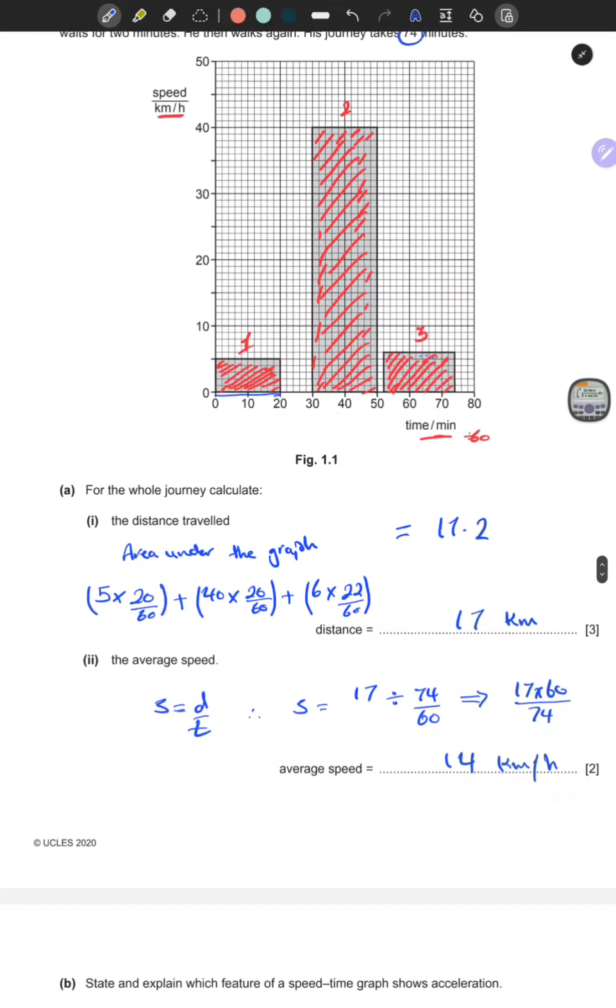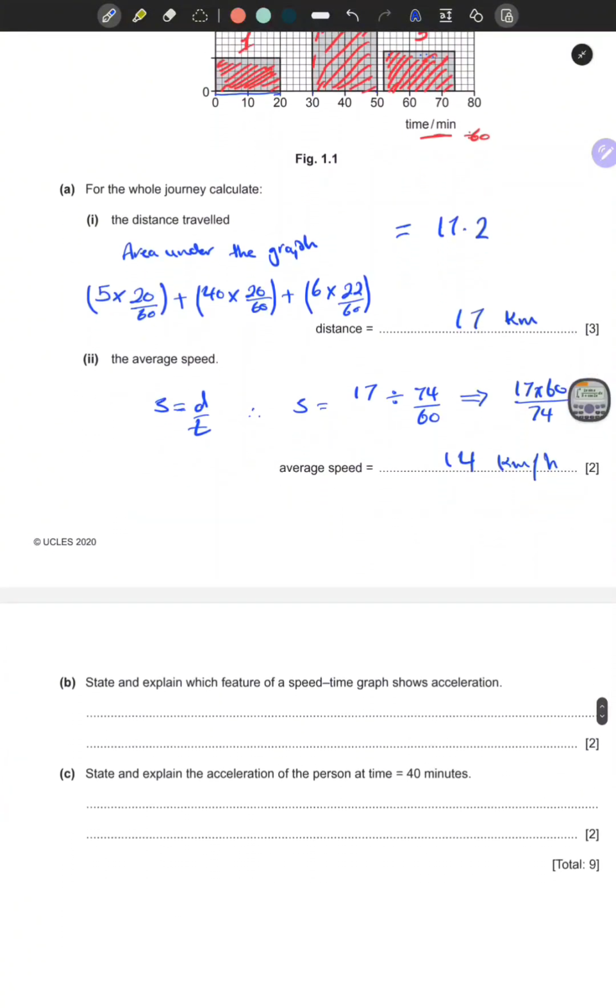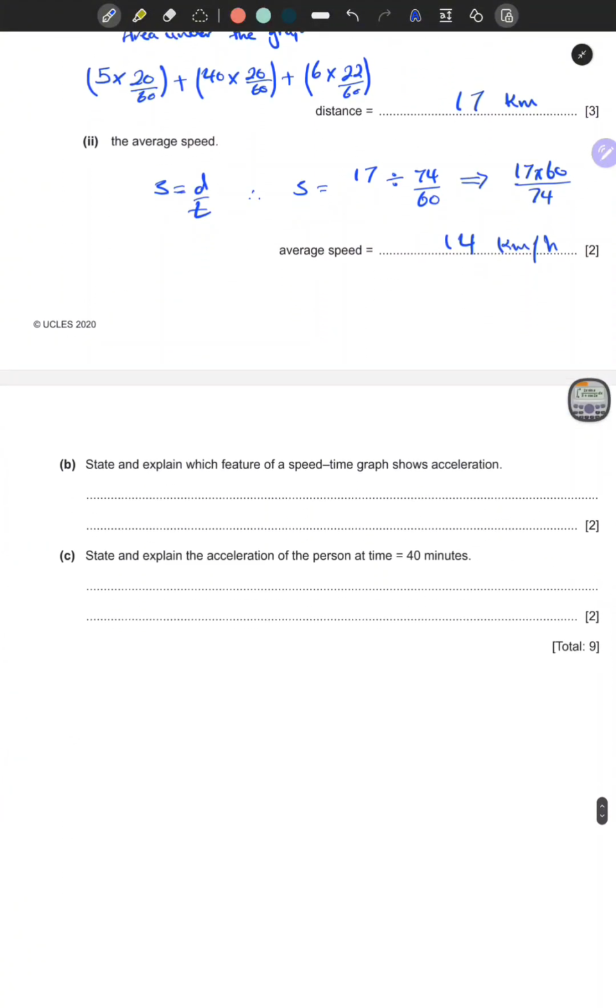Okay, all right. Acceleration means the change of speed per unit time, and the feature will be the gradient. Since the gradient is not going upward or downward, that means the acceleration is not changing. The acceleration is constant throughout the drawing that I have there.